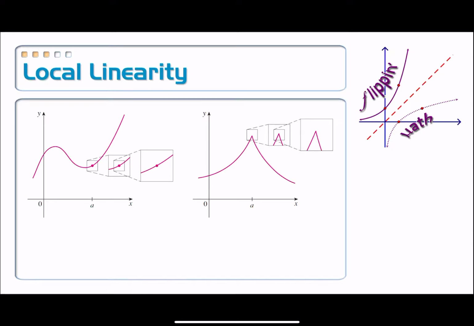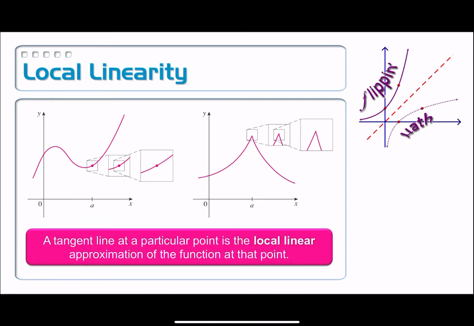All right, you remember way back when, towards the beginning of the year, we talked about the local linearity aspect of some functions. It was the idea that if you zoom in on most functions at a particular point, it starts to look more and more like a line. And that tangent line at a particular point is the local linear approximation of the function at that particular point.